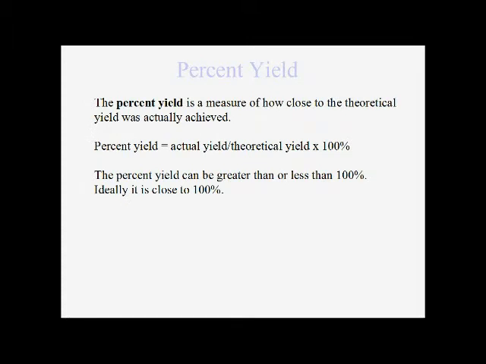A useful measure to determine how well the reaction is working is called the percent yield. Percent yield is the actual yield divided by the theoretical yield, times 100%. We usually want or hope that this will be close to 100%. For some commercial products, we can handle a percent yield that's really small. And if it's ever greater than 100%, it means that we have a contaminated product.